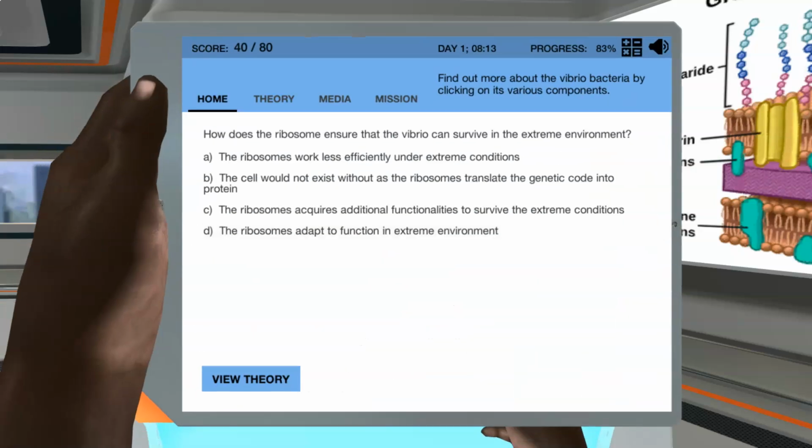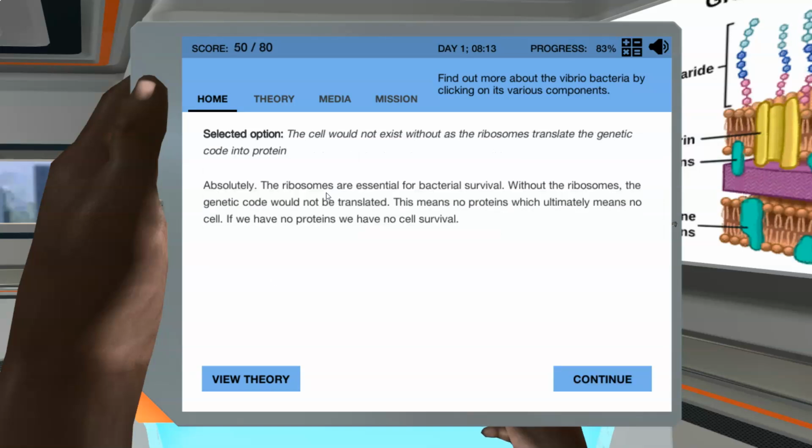How does the ribosome ensure that the Vibrio can survive in the extreme environment? Absolutely. The ribosomes are essential for bacterial survival. Without the ribosomes, the genetic code would not be translated. This means no proteins, which ultimately means no cell. If we have no proteins, we have no cell survival.